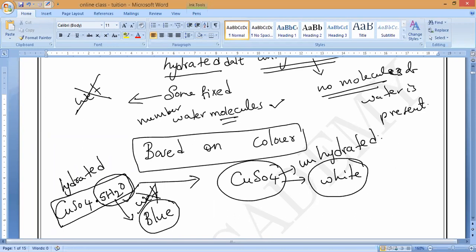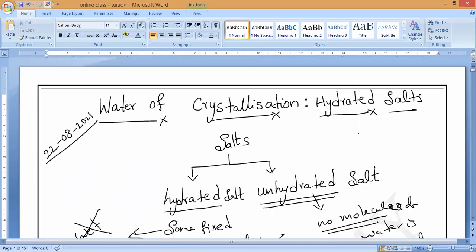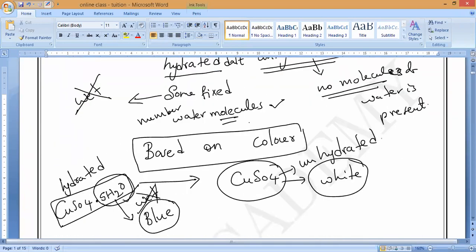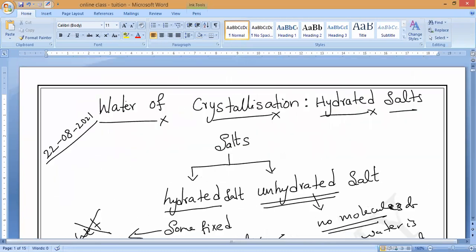Unless you respond, there is no use of this. Definitely one MCQ will come from this concept. The fixed number of water molecules present in the salt is what we call water of crystallization. Remember, all of you.